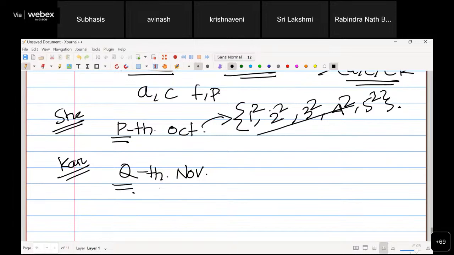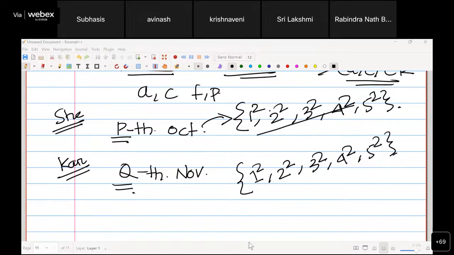Similarly, what are the possible birthdays for Karthik? 1 squared, 2 squared, 3 squared, 4 squared, and 5 squared. And one more thing is given: the difference between their birthdays is 10 days. P minus Q is equal to 10. Seetal was born 10 days before Karthik.